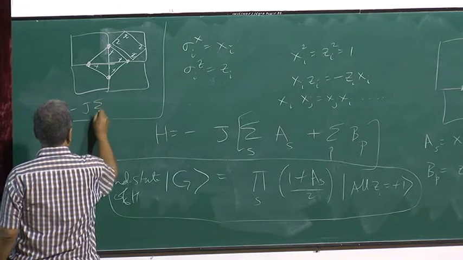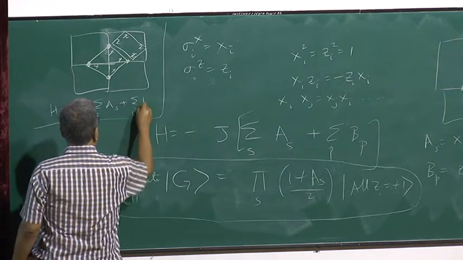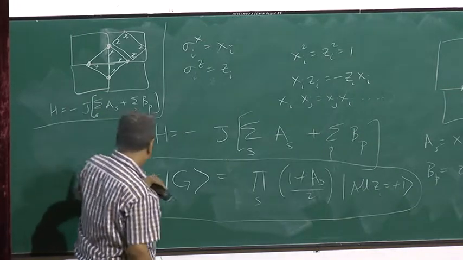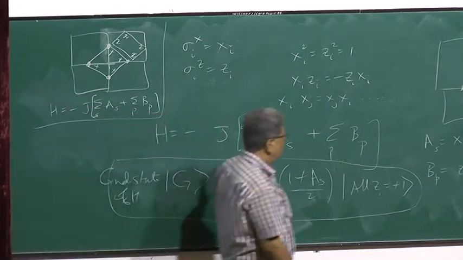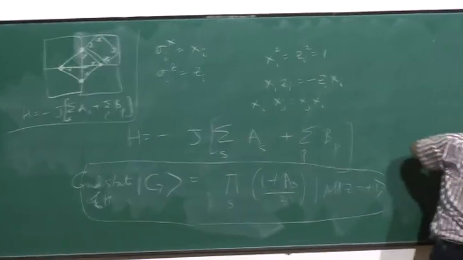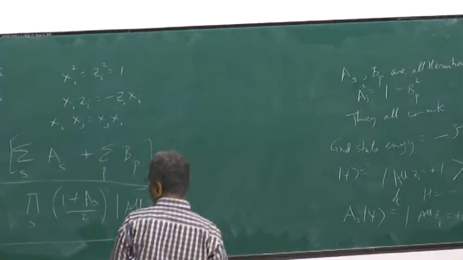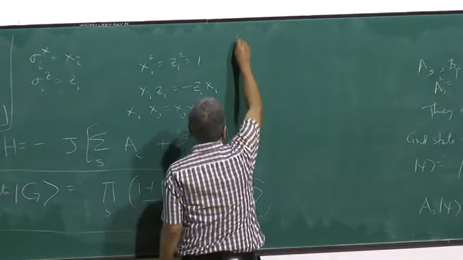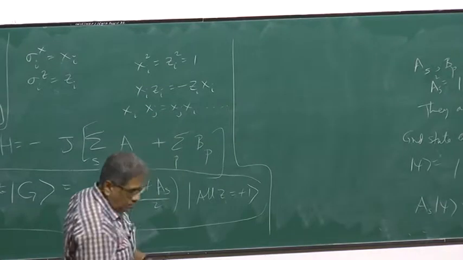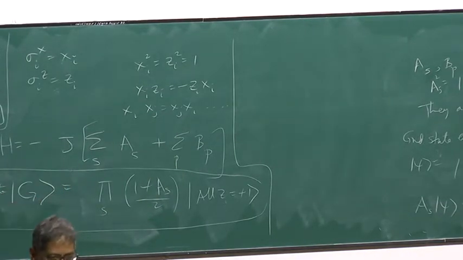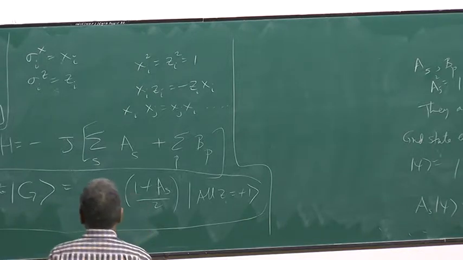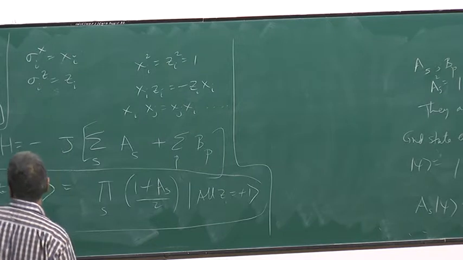The Hamiltonian is minus J sum over S of AS plus sum over P of BP. So, first of all, it turns out that there are 4 operators which are kind of global operators. They involve a product of strings running over the entire system. 2 of them will be running in the horizontal direction over the entire system, 2 of them will be running in the vertical direction. There are 4 such operators which all commute with the Hamiltonian. Okay. So, what are these 4 operators?